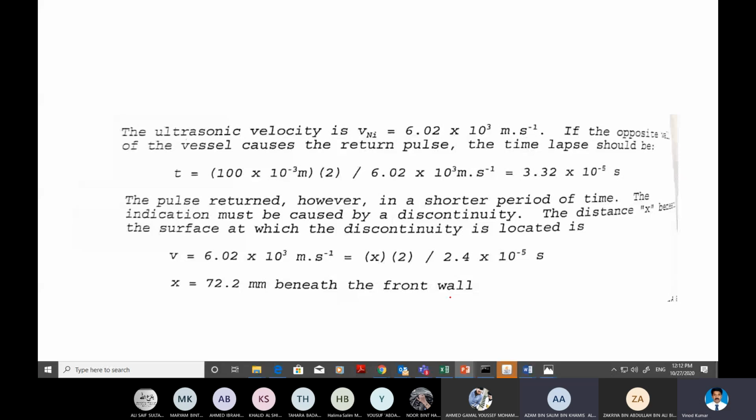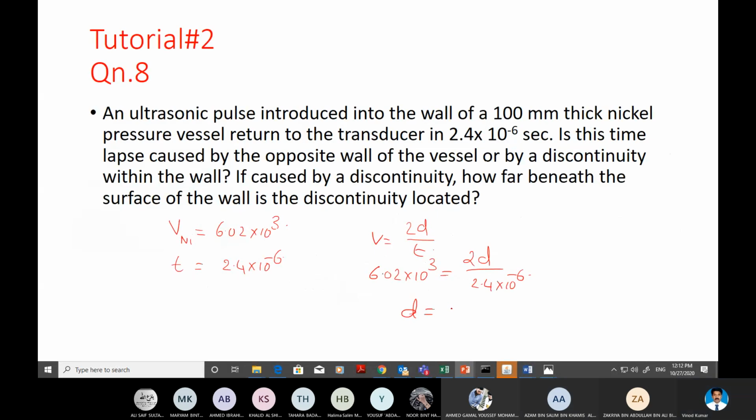7.2. Is it 7 or 72? 7.2. Yeah, tell me the value. 7.22 times 10 to the power minus 3. Yes. Yeah, okay. So this we are getting. This is meter, right? Distance. Yeah, this is given in meter. The answer is given in meter.